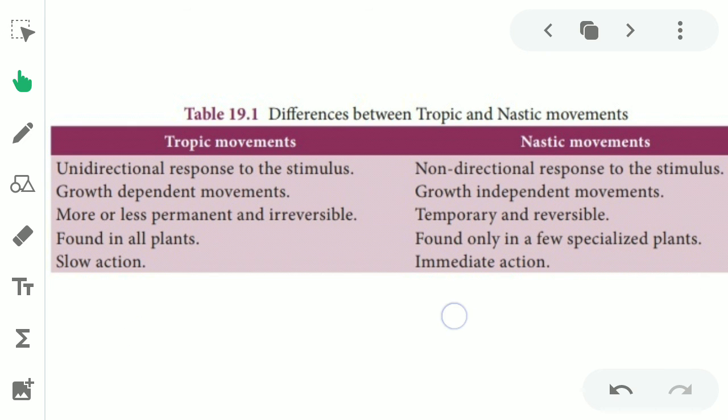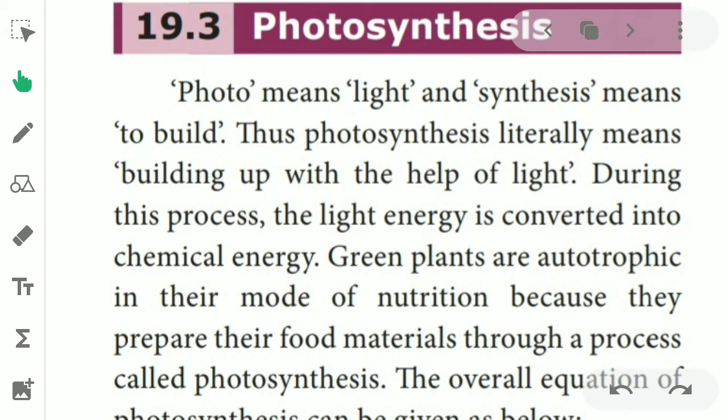Next, let's see the meaning of photosynthesis. Photo means light. Synthesis means to build. Photosynthesis literally means building up food with the help of light. During this process, light energy is converted into chemical energy.